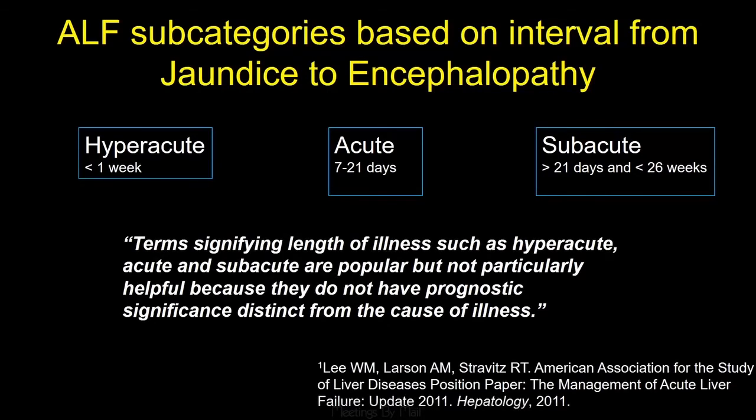Now, the AASLD has said that terms signifying the length of illness, such as hyperacute, acute, and subacute, are popular, but they're not particularly helpful because they do not have a prognostic significance distinct from the cause of illness. I think that radiologists may tend to use it a little bit more often, only in that acute and subacute acute liver failure patients more often can mimic cirrhosis on imaging.